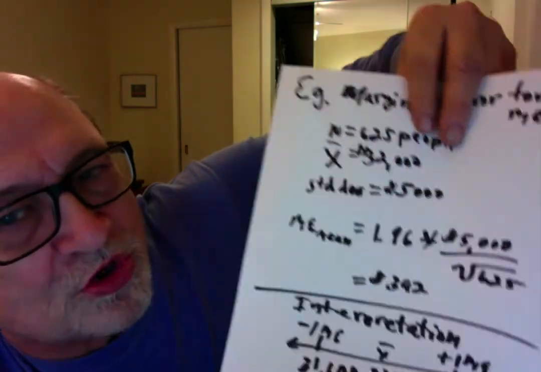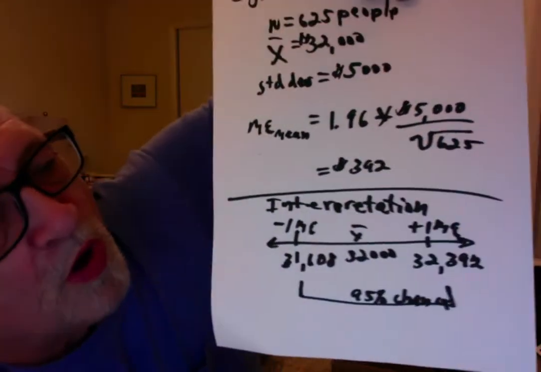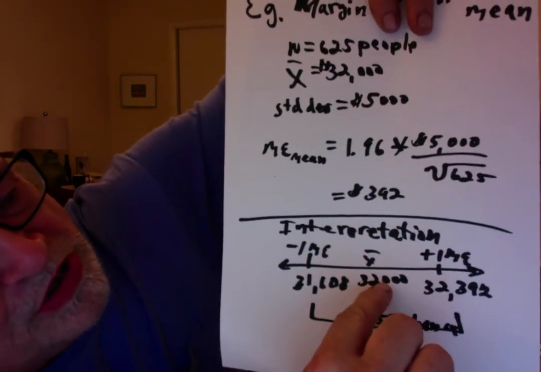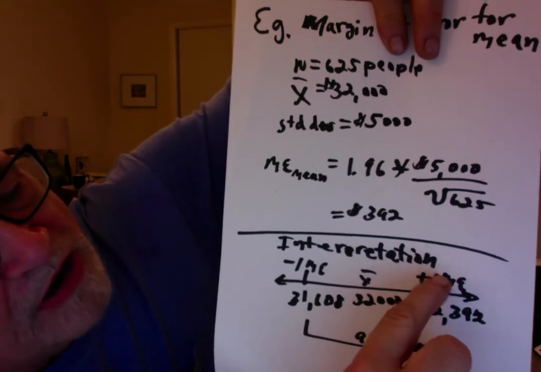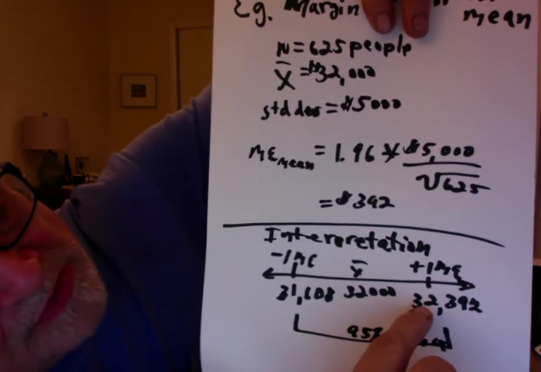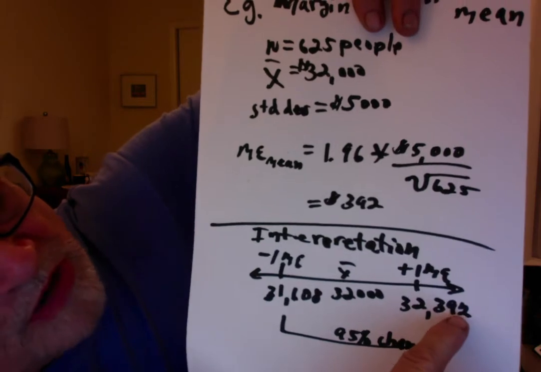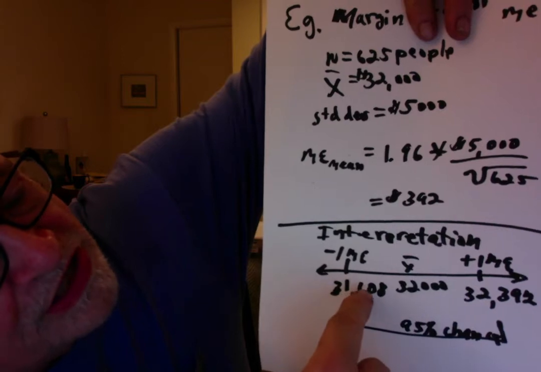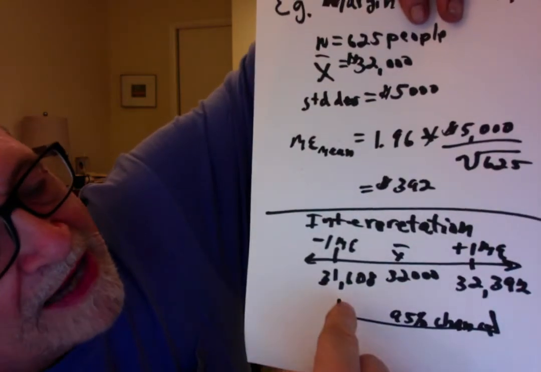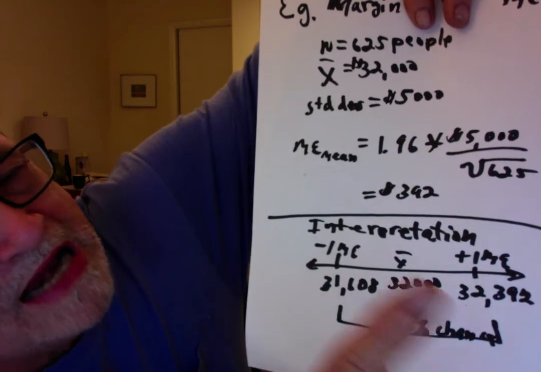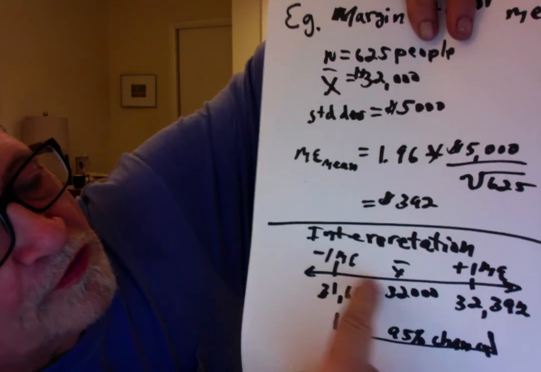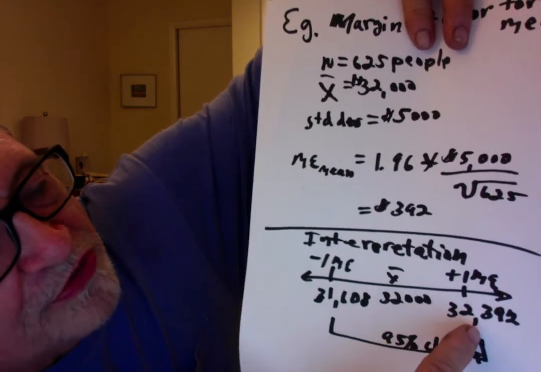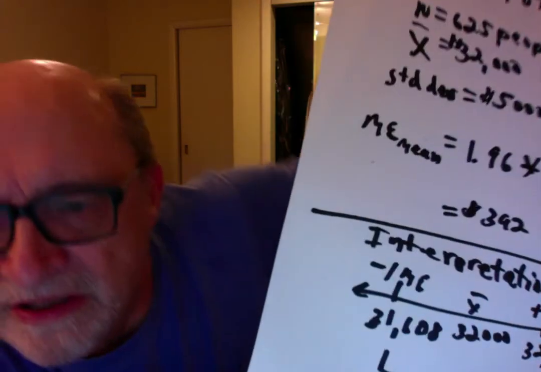Now, how do we interpret that? That's what's important. We take a line like this and we put x bar was 32,000. Then we add one margin of error, $392, and we get $32,392. And we subtract one margin of error, we get 31,608. How we interpret that margin of error is we're 95% sure the real figure out in the population is between 31,608 and 32,392. Does that make sense?